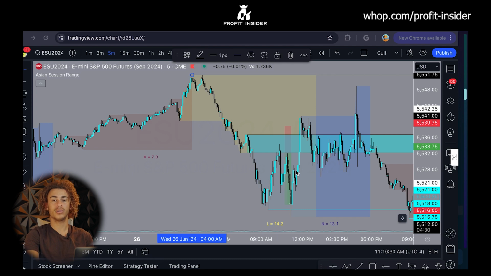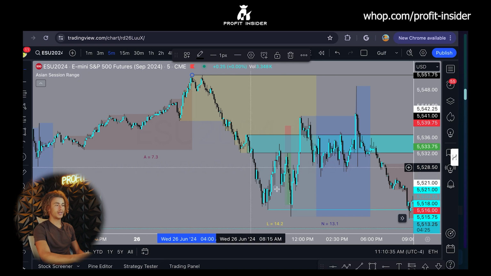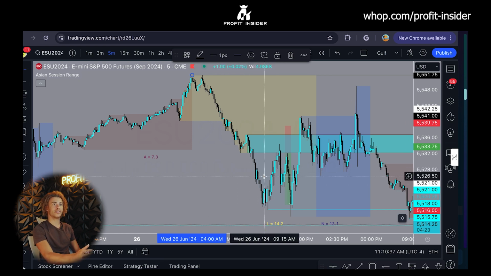So when I'm looking for high quality setups, I'm really looking for two things. The first thing I'm looking at is my levels. So my levels are what areas on the chart do I find important.